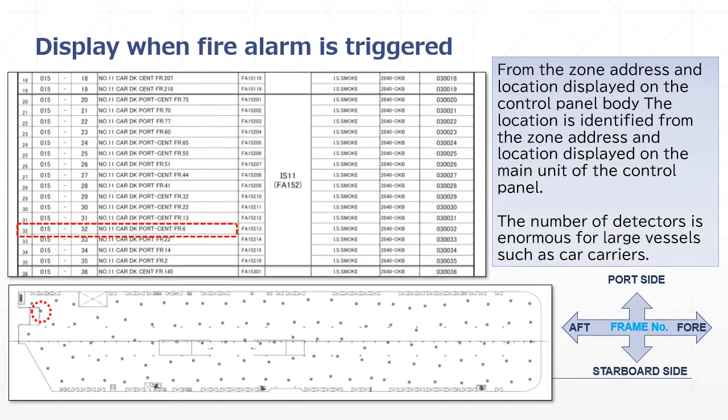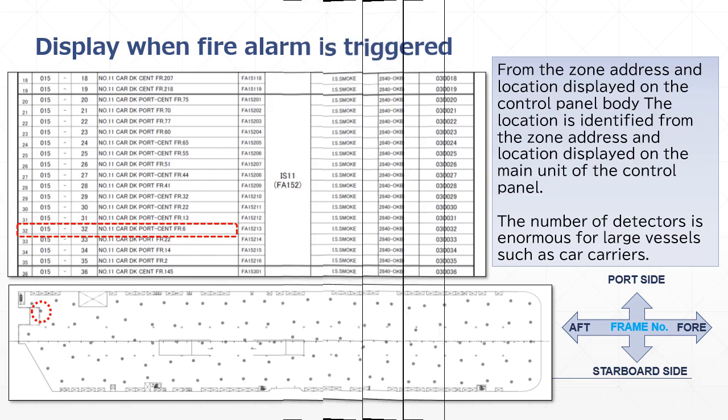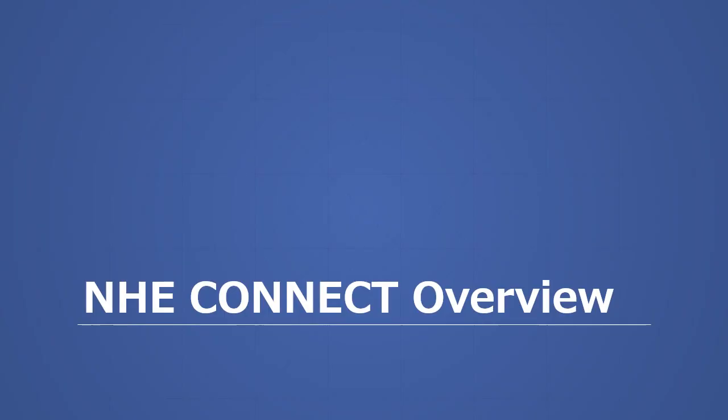It is necessary to identify the location of the alarm from the zone address and location displayed on the control panel. The larger the ship, such as a car carrier, the larger the number of detectors installed, and the longer it takes to identify the location of the alarm. Therefore, we have developed NHE CONNECT so that you can see where the fire was detected at a glance.